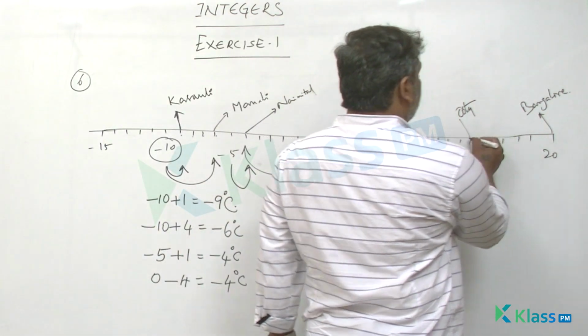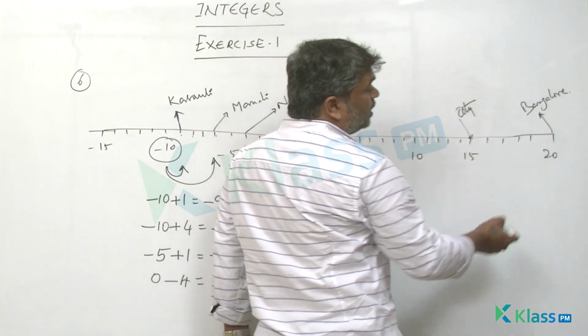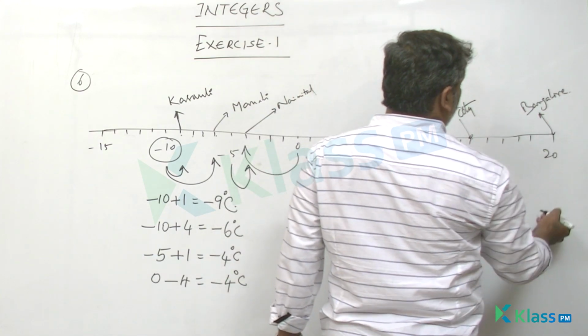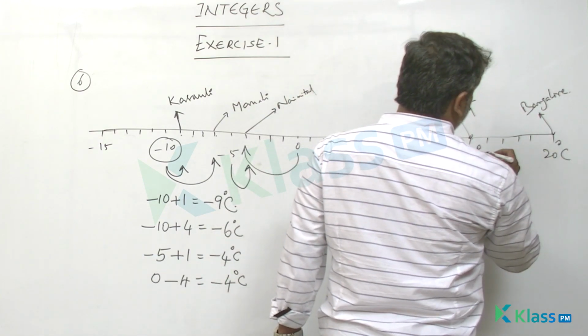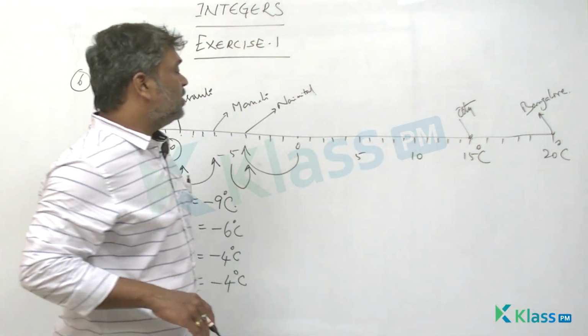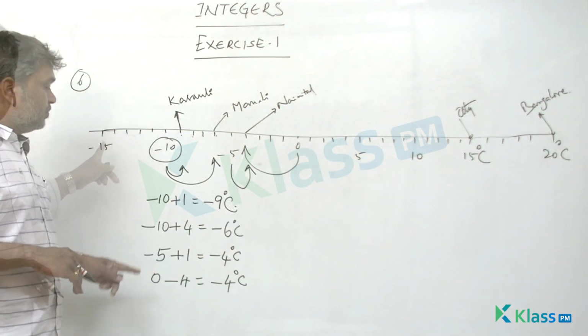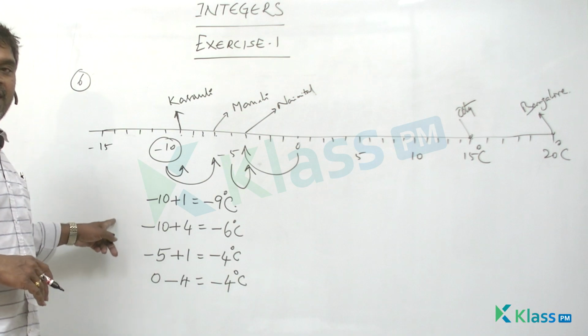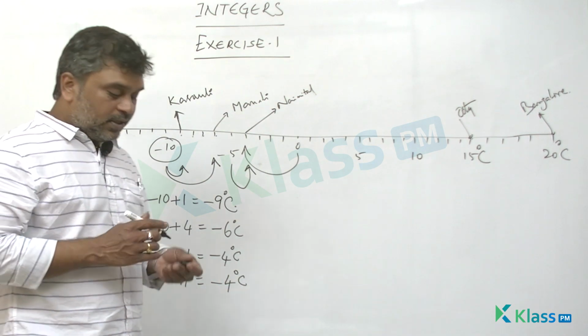And here at 15 degrees is given Ooty and at 20 degrees he has given Bangalore. So Bangalore's temperature is 20 degrees, Ooty's temperature is 15 degrees. Go through this once, and if you are having any doubts, go through the description given in the video.